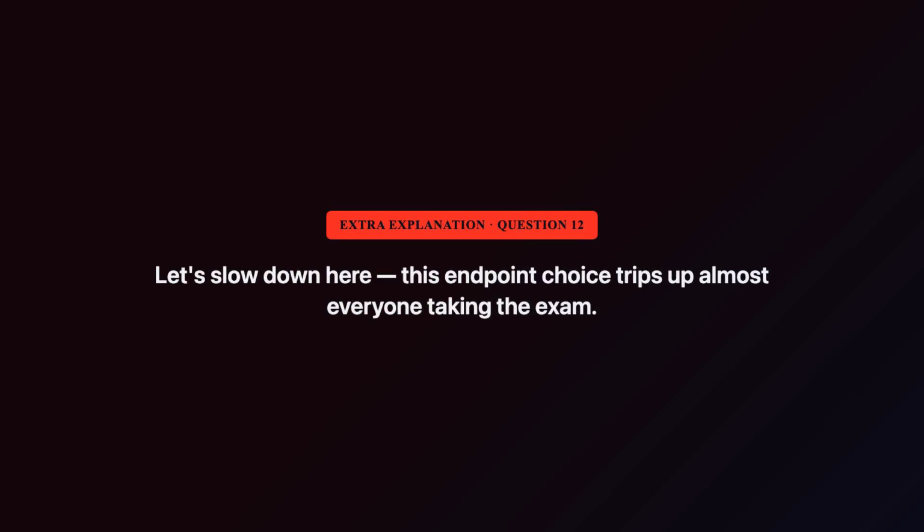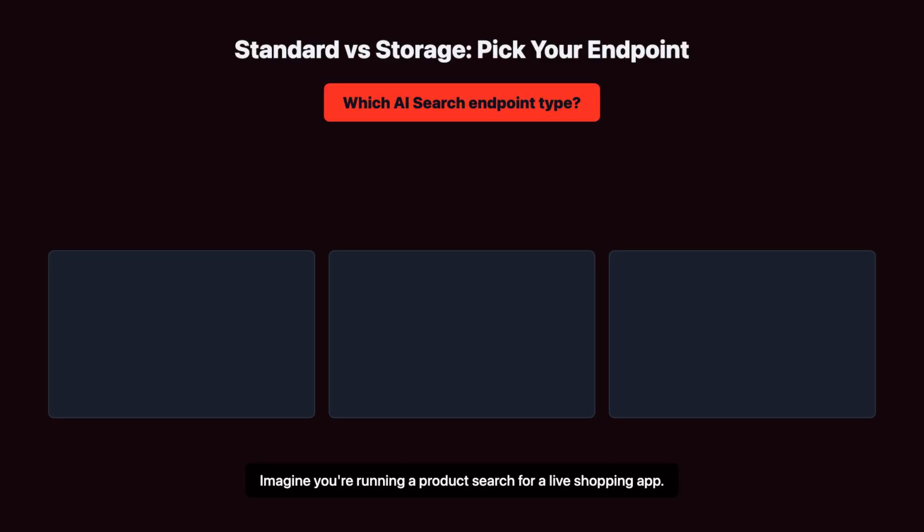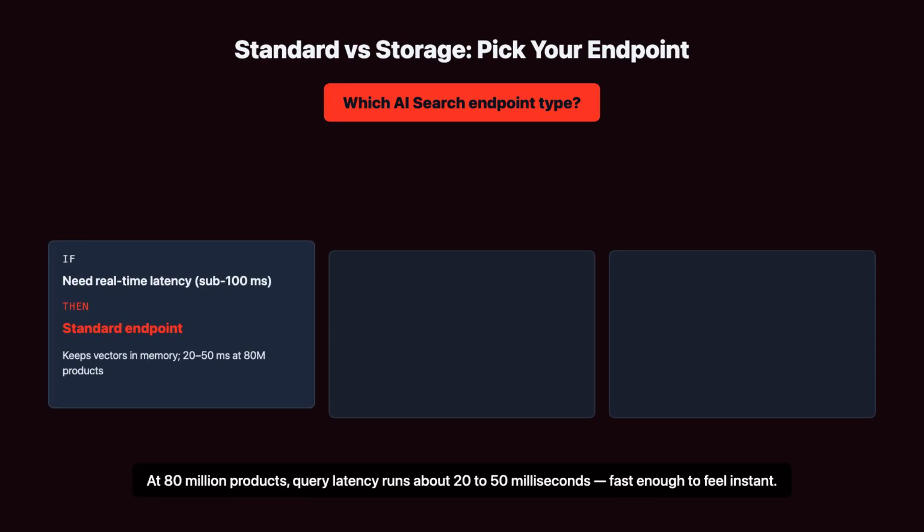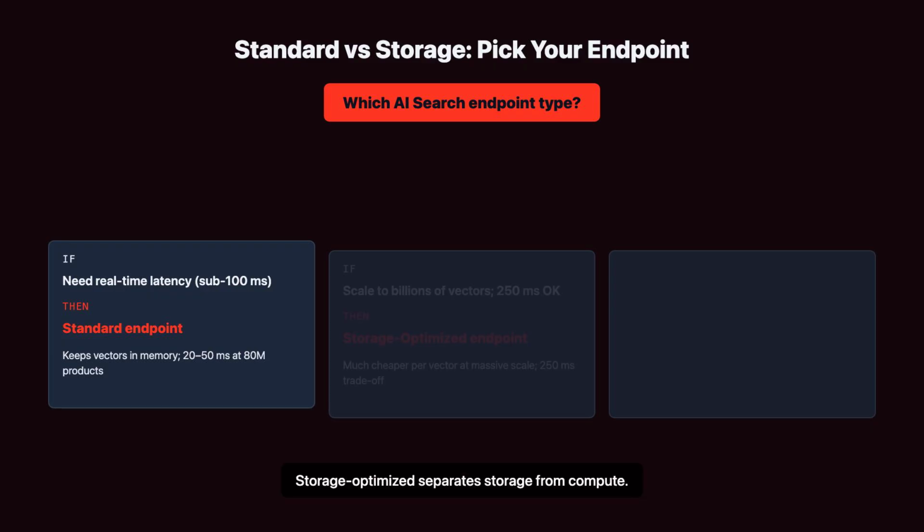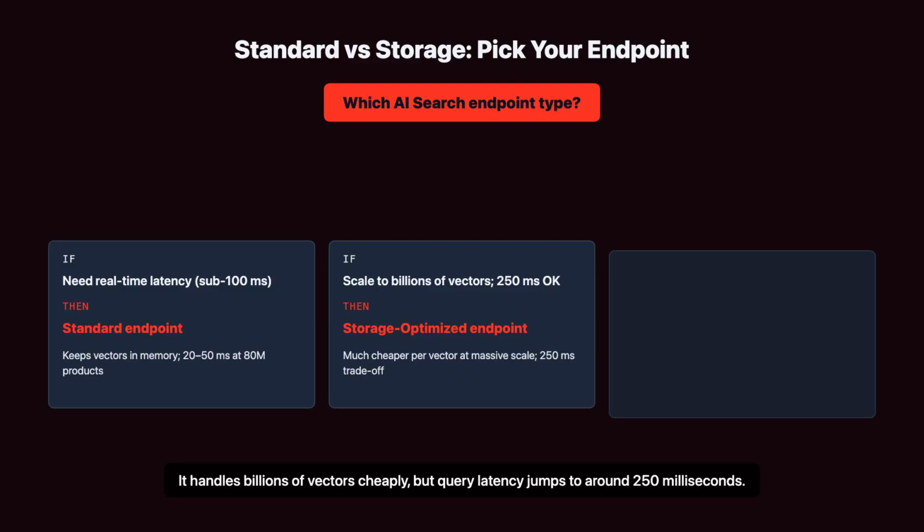Let's slow down here. This endpoint choice trips up almost everyone taking the exam. Imagine you're running a product search for a live shopping app. Customers click and expect results instantly. Standard endpoint keeps all vectors in memory. At 80 million products, query latency runs about 20 to 50 milliseconds, fast enough to feel instant. Storage optimized separates storage from compute. It handles billions of vectors cheaply, but query latency jumps to around 250 milliseconds.